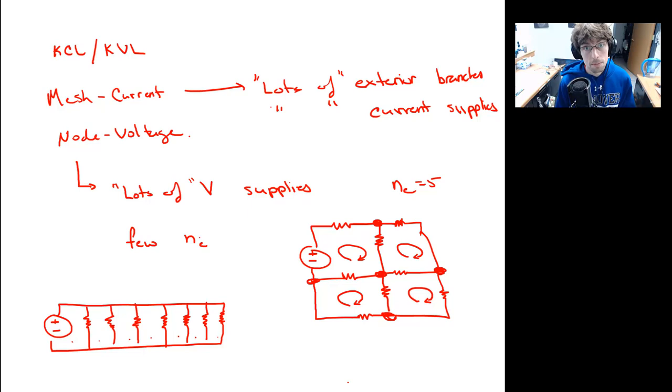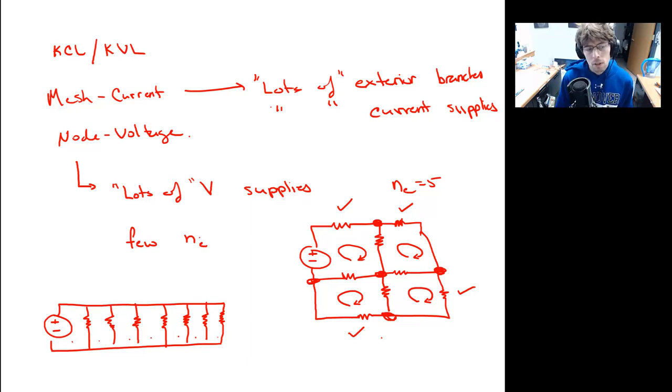The advantage comes in is that when you're applying mesh current, you won't have to do any subsequent calculations for the current through any of those checkmarked resistors. Whereas if you did node voltage, you would still have to do some calculation after you have the potentials at the nodes. So this saves you having to do 4 back substitutions. It's minor, but I'm just trying to come up with some examples here.